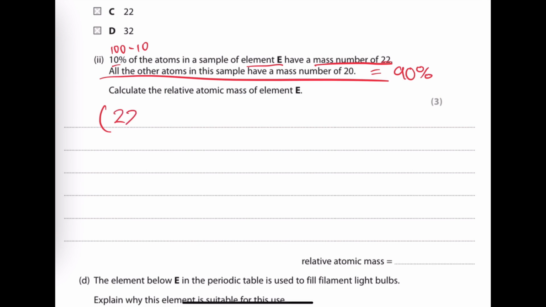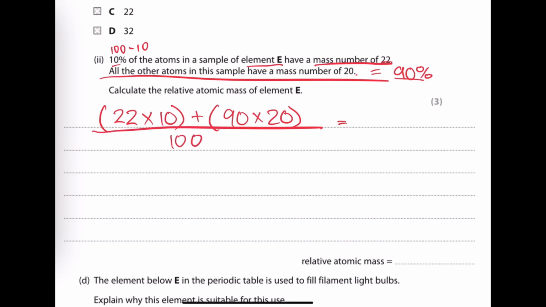So we do 22 times by 10. And we add this also by the other one, so we know it's 90 times by 20. And what we do is that we just divide all of this by 100. And that is how you find a relative atomic mass. You do the isotope times the percentage, and you add this by all the different isotopes they have, and overall, you divide it by 100. So if we put this into a calculator, we will get the answer, which is 20.2.